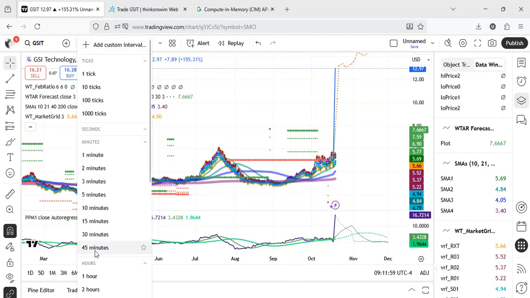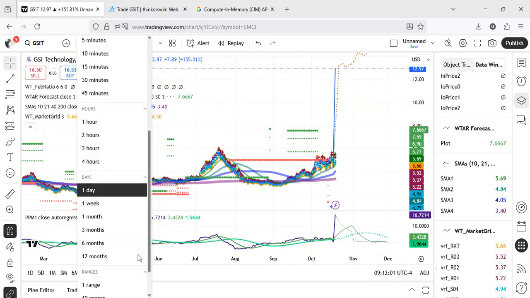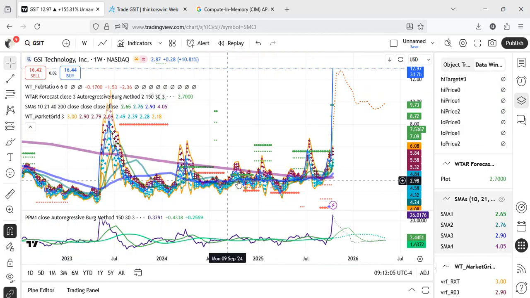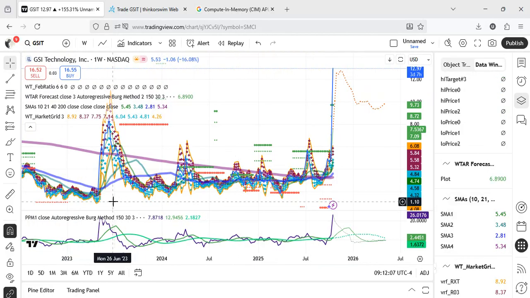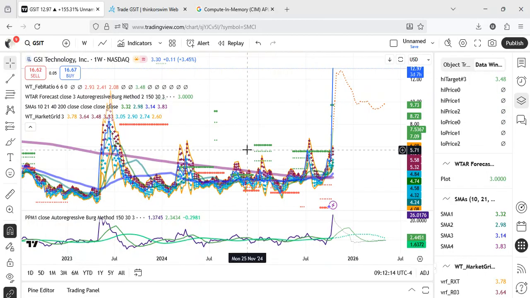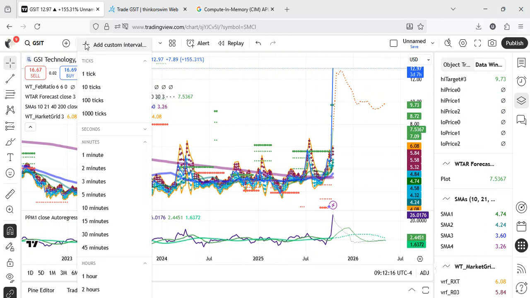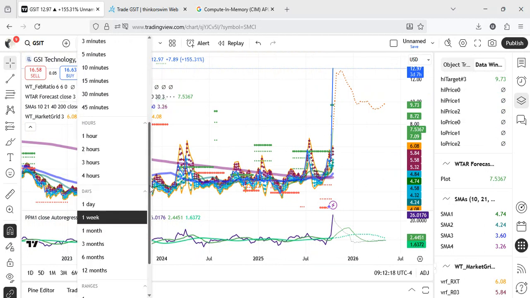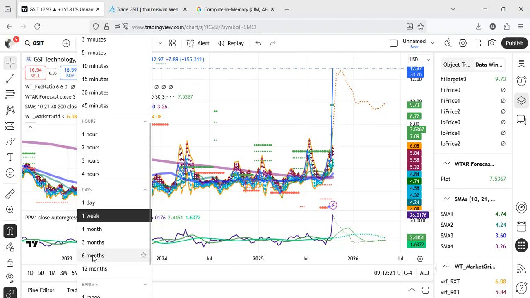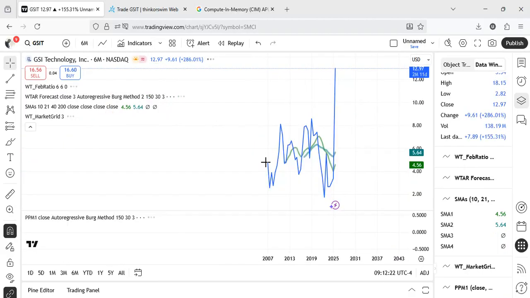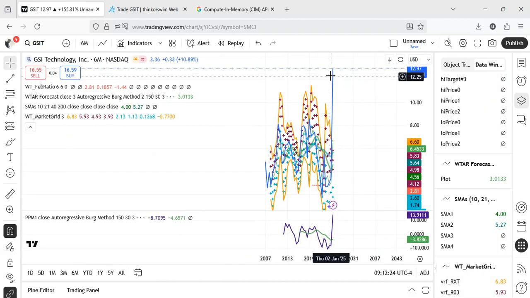Let's have a look at this weekly chart. We don't know exactly. As a matter of fact, there was a time it was this volatile in 2023. So the stock is probably trading in new territory. Let's look at the 6-month chart. Yeah, this is uncharted territory for the stock.